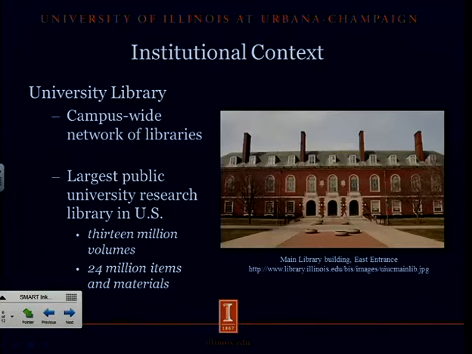Some of our special collections units are the Sousa Archives and Center for American Music, and our Rare Book and Manuscript Library. Currently, collections-wise, we're the largest public research university library in the U.S. We have about 13 million volumes and about 24 million items and materials in a variety of formats, languages, and subjects.